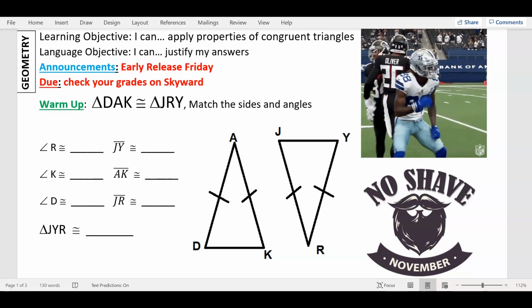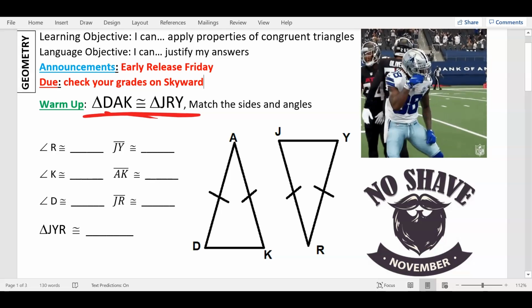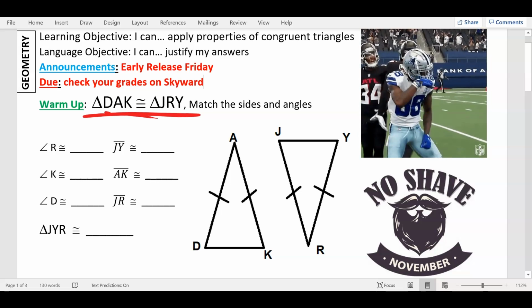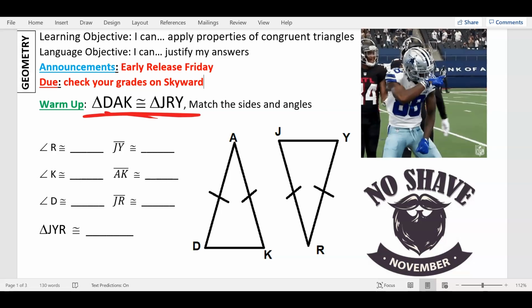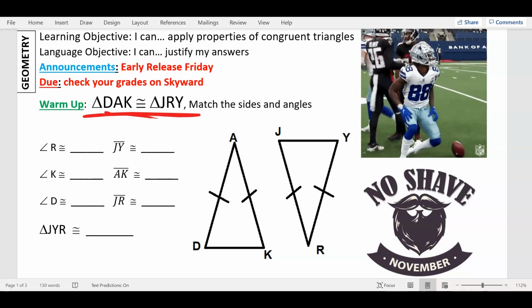Okay, so on the warm-up, we're trying to match things up. Again, when you're given this statement, you want to use it, okay? It's in order, and the order matters. Y'all remember that from yesterday? We said order matters. Cool? So, let's talk about this.